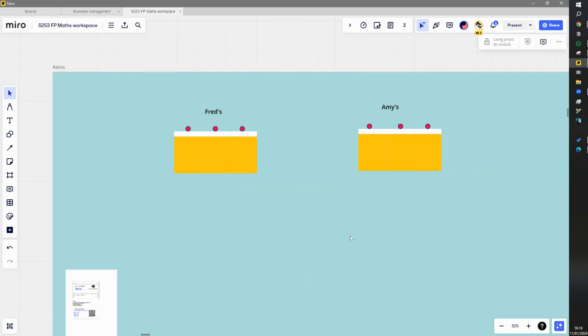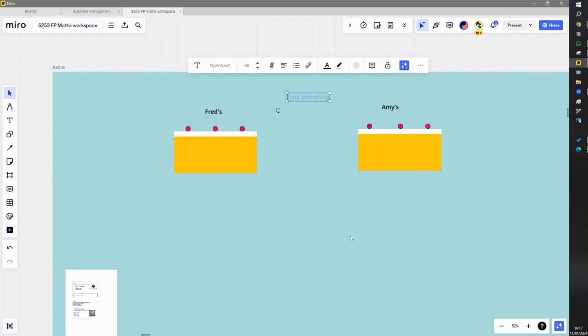So in total, we have two parts, and we can see it's one. Fred has one part, and Amy has one part. So the ratio is 1:1. All right. I think what I might do is keep the colon symbol there.